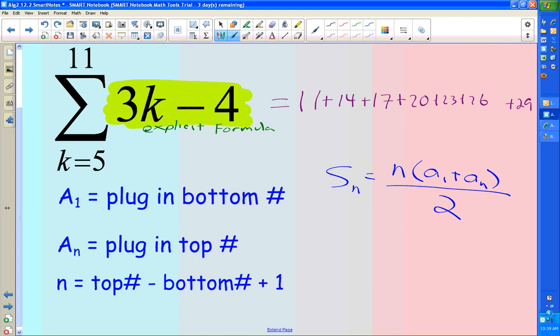What is meant by like the top number minus the bottom number? I haven't talked about that yet. It doesn't mean anything right now. But I don't want you to add up these numbers. I want you to use our formula. So when we're using the formula, I want you to say, plug in the bottom number, that gives you a sub 1. Plug in the top number, that gives you a sub n.